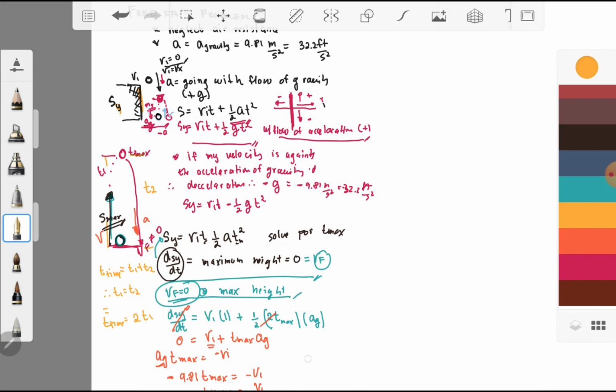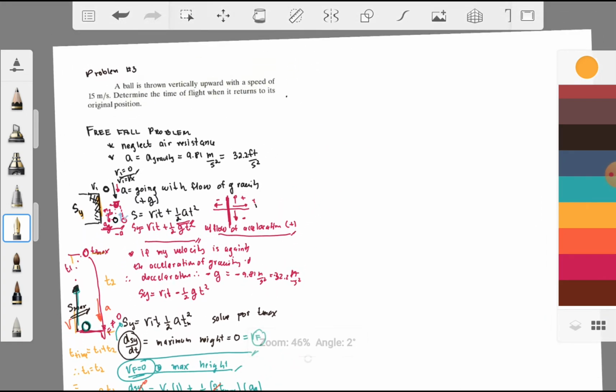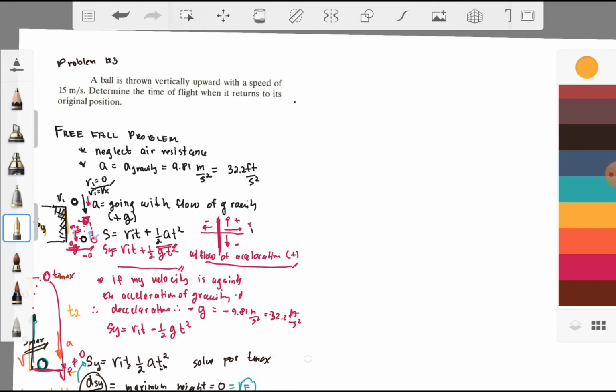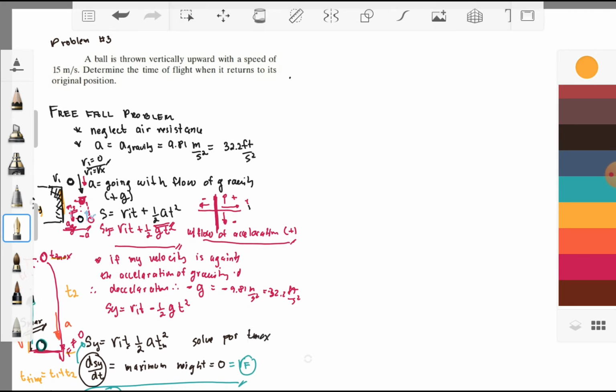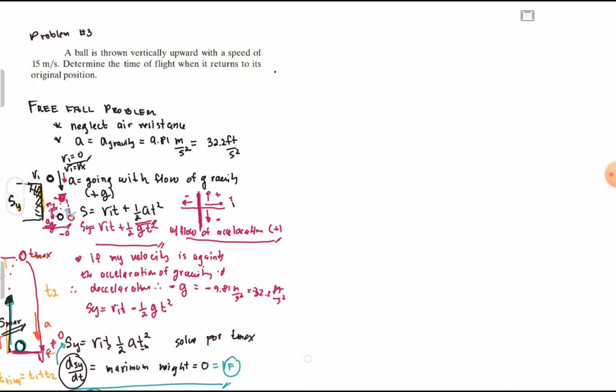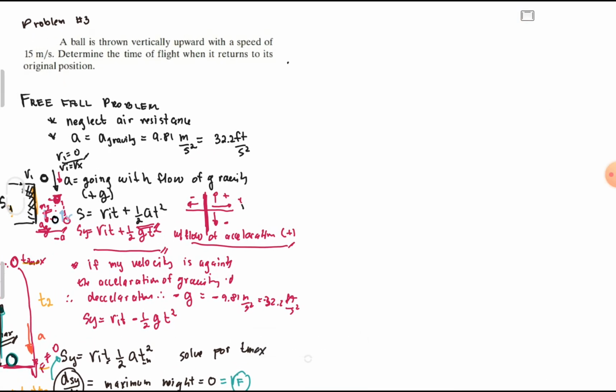And then your acceleration will always be the gravity, especially if it was stated as free fall. Okay, so let us consider this first example, which is in your practice problem. If you have solved it using the discussions in our week 3, you already have a clue on how to solve this. A ball is thrown vertically upward with a speed of 15 meters per second. Determine the time of flight when it returns to its original position.